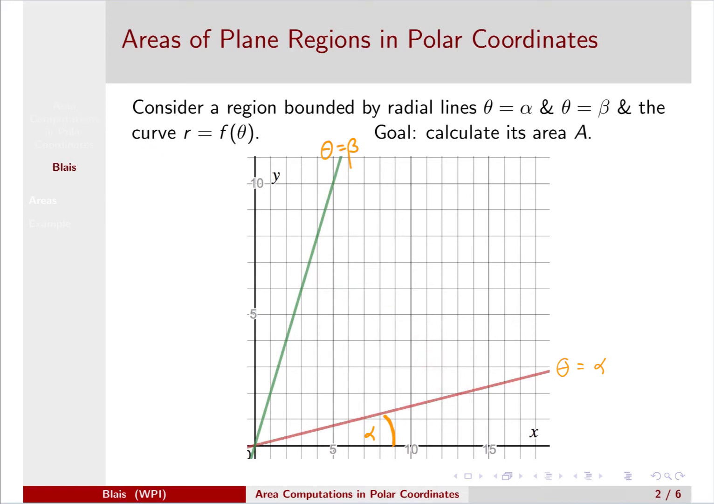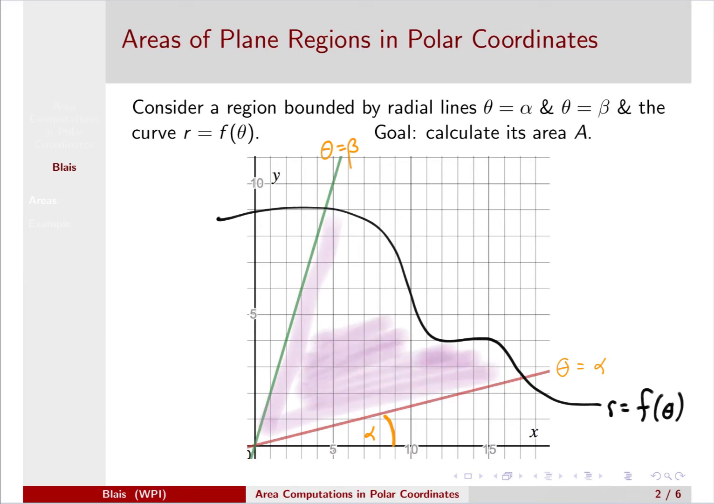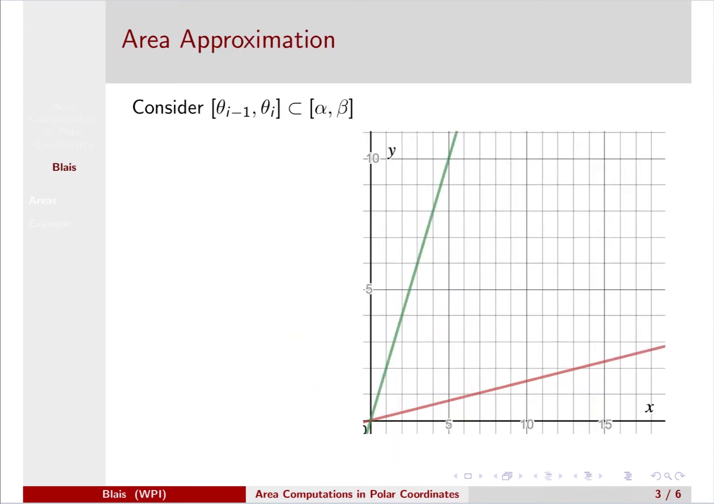Then we have the polar curve r equals f of theta. And that we can think of something like this. And we're interested in the area of the region bounded by these three curves. And we will call that area A. So, let's think about how we would set this up.